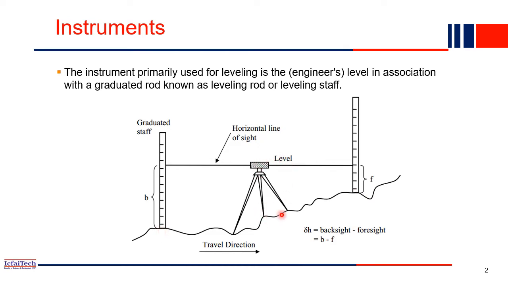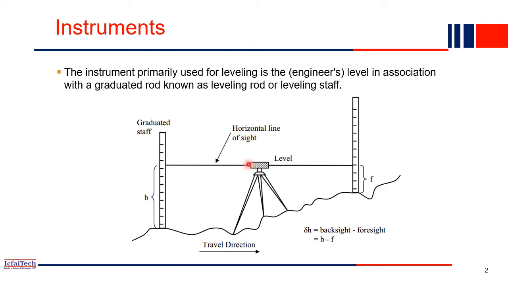So what we do is put our level instrument at a middle point somewhere, and then it will have an eyepiece, something like a small telescope in this level. We'll see it in detail in the next slides, but a small telescope, something like a binocular type, will be at this point.